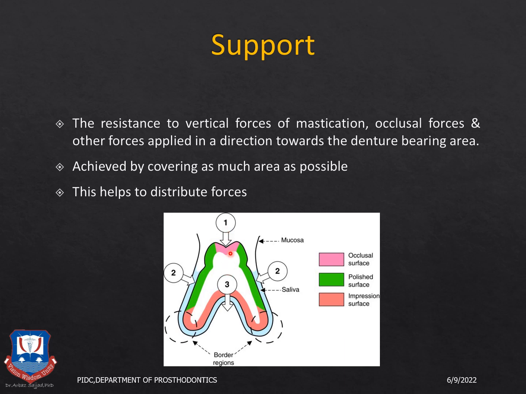The processes should be able to resist these forces, and this is achieved by covering a large surface area. That is, the entire denture bearing area or the basal seat area should be covered sufficiently by the denture flanges and the denture base to be able to have a good support, and this will help in dissipating and uniformly distributing the forces of occlusion, that is function and parafunction.